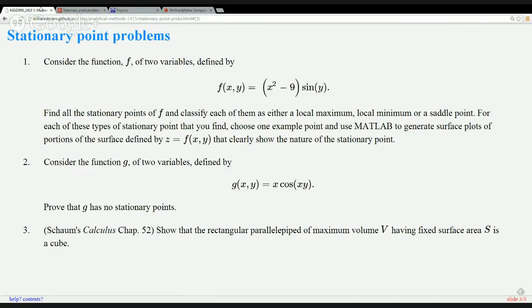Chapter 52 there, a little problem says, show that the rectangular parallelepiped of maximum volume V having fixed surface area S is a cube. So a parallelepiped is just a fancy word for a box, a rectangular box. So it's made of straight, flat faces and right angles everywhere. But supposing it has a fixed surface area, so a fixed quantity of cardboard to make the box. Fixed number of square meters of cardboard. What's the box you can make which has the largest possible volume?